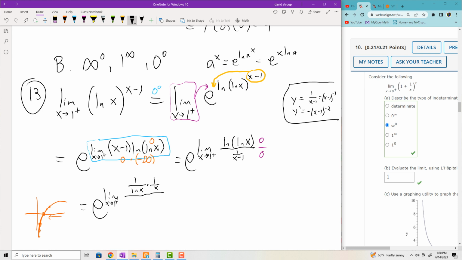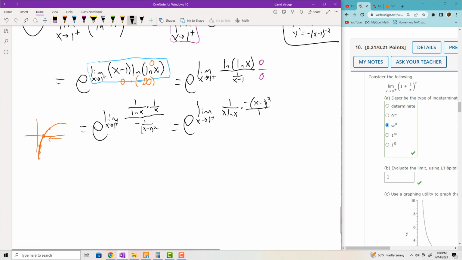So y prime would be negative x minus 1 to the negative 2. So let's rewrite that now in our limit. So I have negative 1 all over x minus 1 squared. And then I'm going to simplify it algebraically. So multiplying by the reciprocal, in the numerator I have 1 all over x ln x, and that will be times negative x minus 1 squared all over 1. And then I'm going to have to reinvestigate again, right? So limit as x goes to 1 from the right of negative x minus 1 squared all over x ln x.